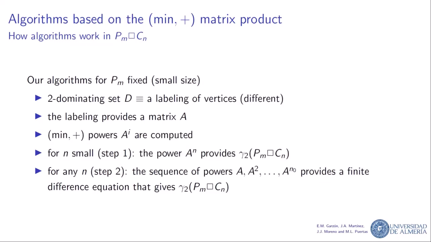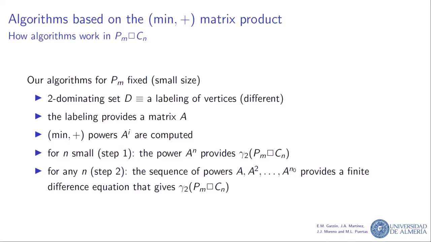In the other case, if you fix the path with a small size, again each two-dominating set is identified with a labeling of the vertices which is different from the previous one. This labeling provides a matrix in this case, and we compute a sequence of powers of this matrix using the min-plus matrix power.